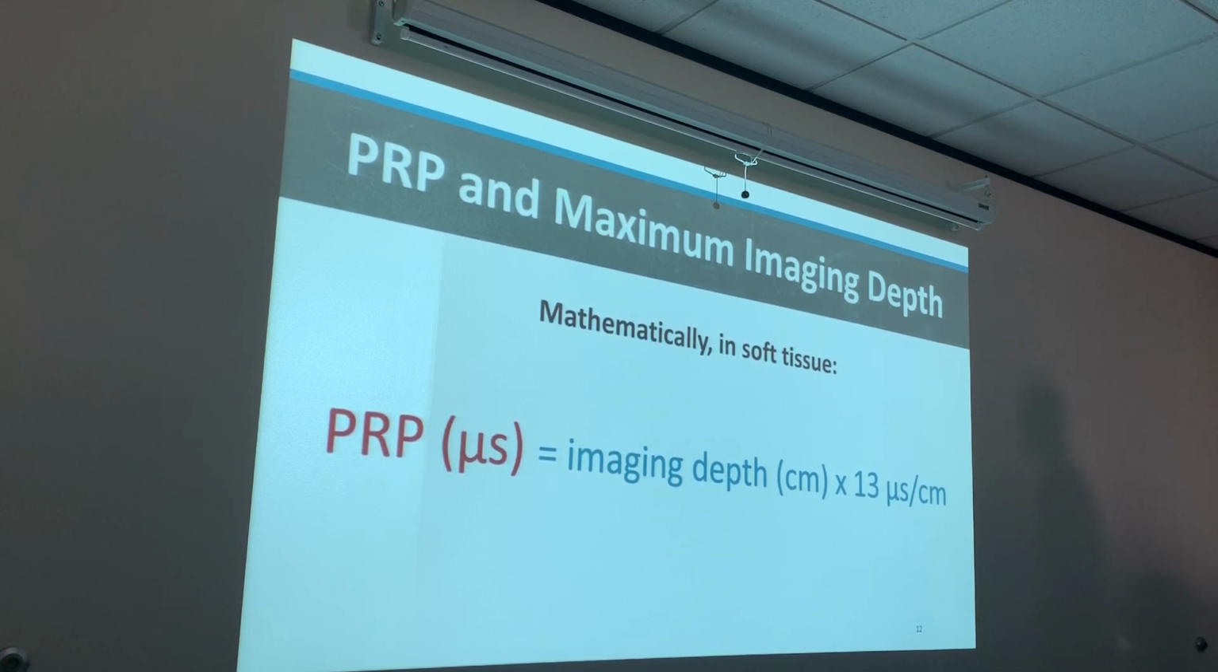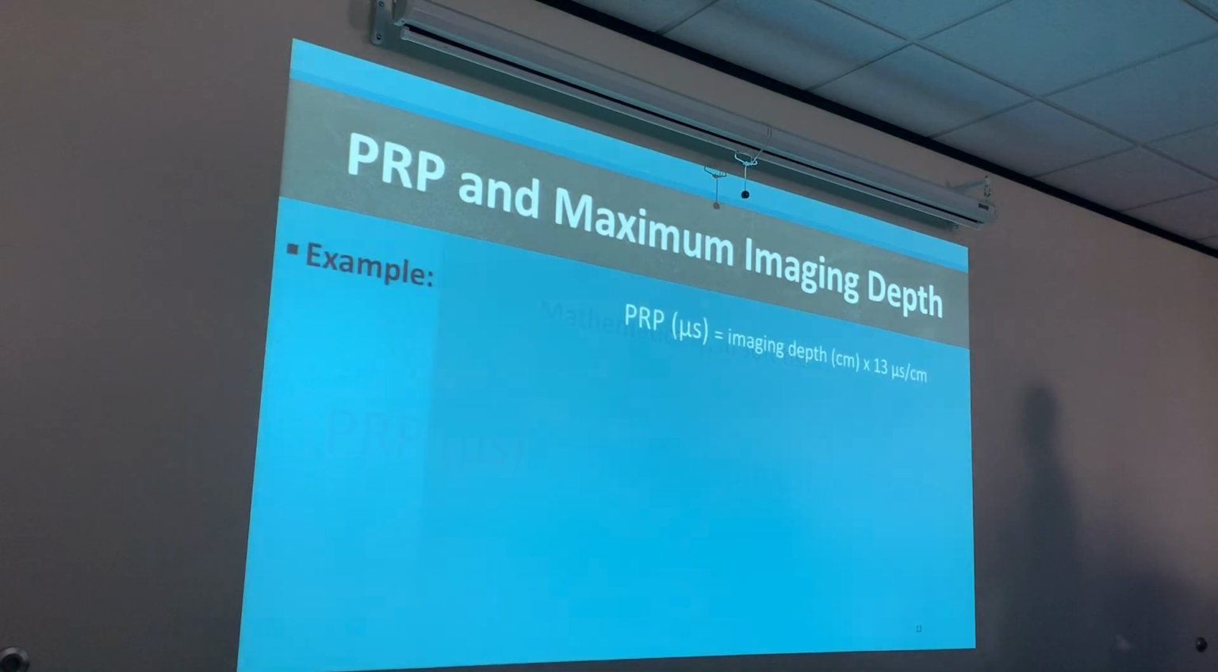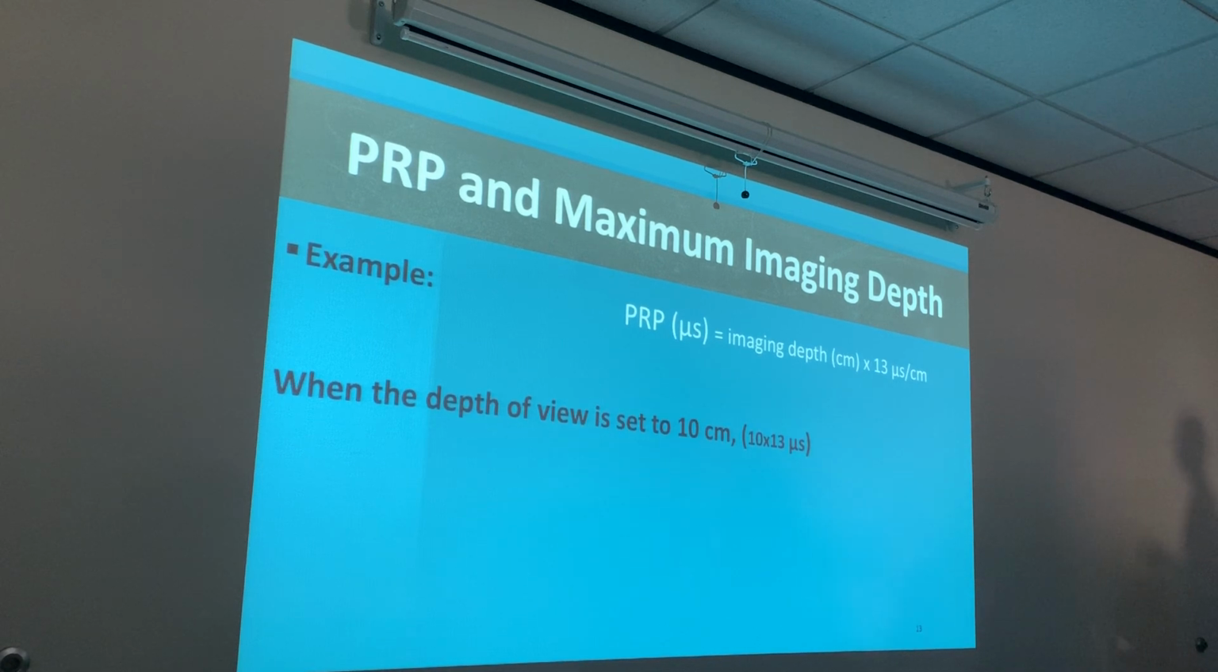Okay. PRP again is equal to the imaging depth, the depth of that image, times 13 microseconds per centimeter. And I put these problems up here so when we start working them out at the end, we can apply these formulas. We're gonna plug and play. But you do have to know those formulas to know how to find the depth, find the PRP or the PRF. So again, I kept the formula up here, guys. Our example is when the depth of view is 10 centimeters, what will be our PRP? 10 times 13 microseconds. That's going to give us our post-repetition period.